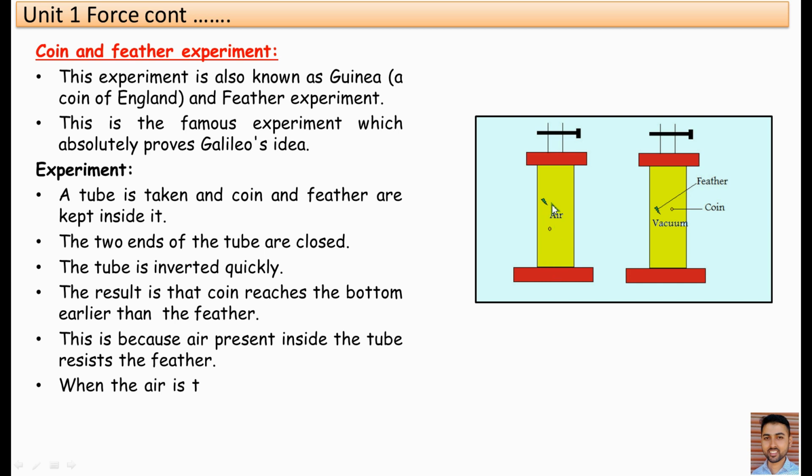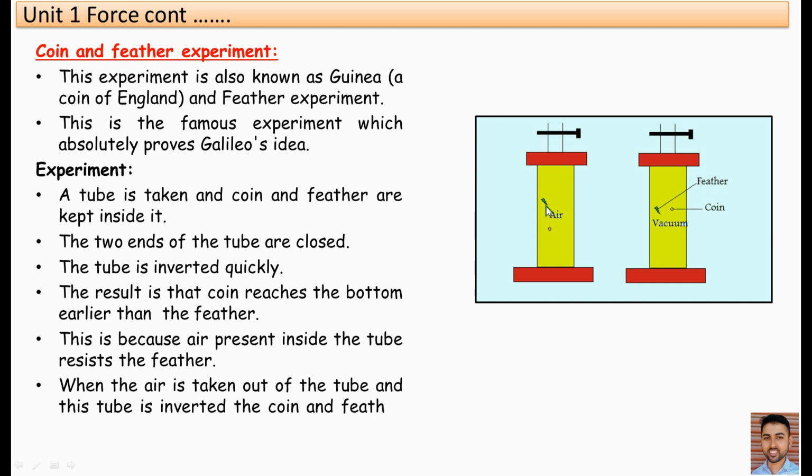Once again, listen carefully. First of all, a small tube is taken, then a coin and a feather are inserted inside the tube. First both ends of the tube are closed, then the tube is inverted quickly. The result is that the coin reaches the bottom earlier than the feather.